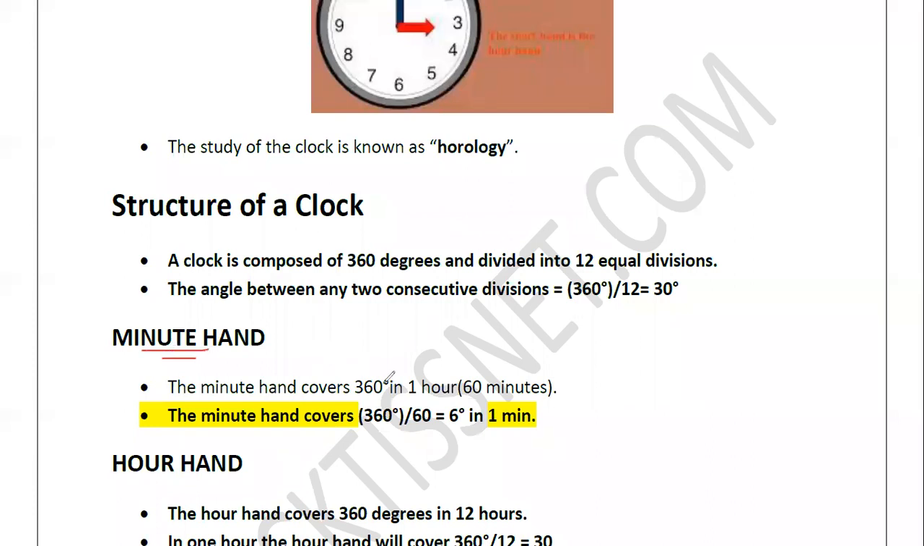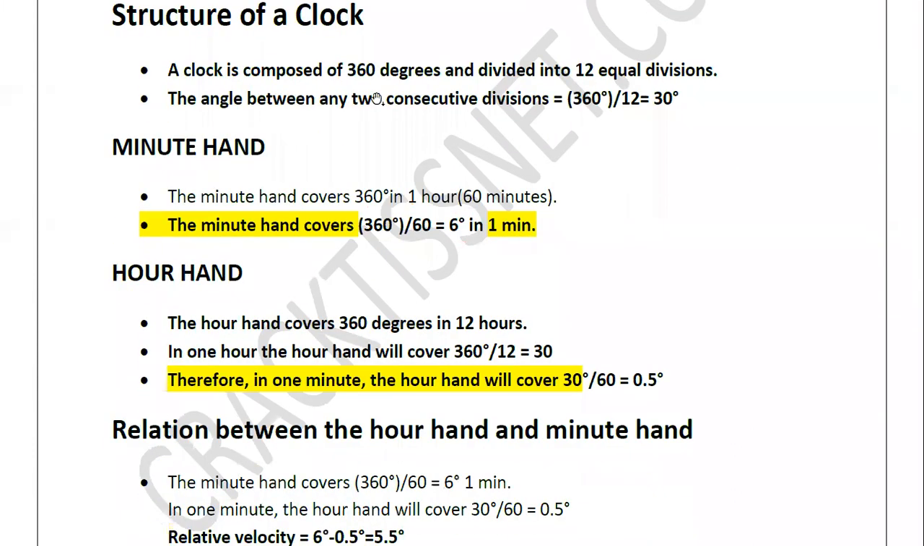The minute hand covers 360 degrees in 1 hour, and 1 hour is equal to 60 minutes. So the minute hand will cover 360 by 60, that is equal to 6 degrees in 1 minute. Now we'll study some properties of the hour hand. The hour hand covers 360 degrees in 12 hours. Try to understand.